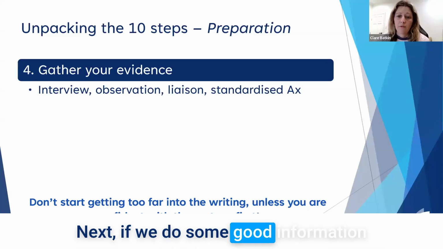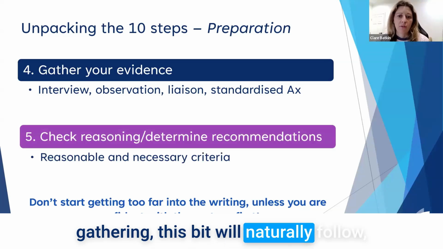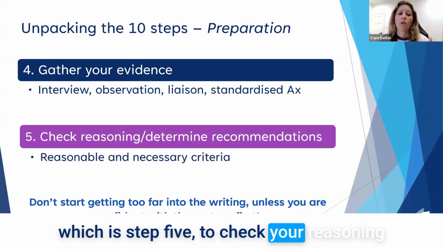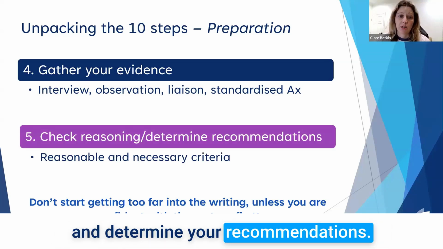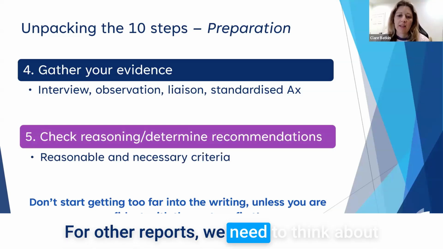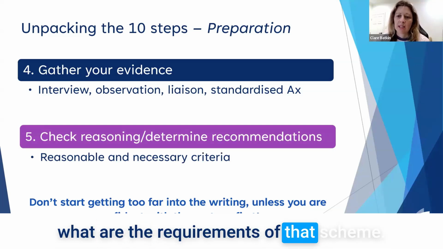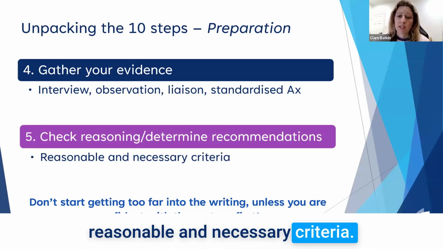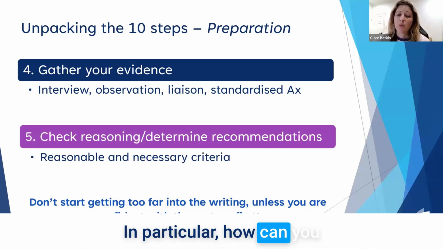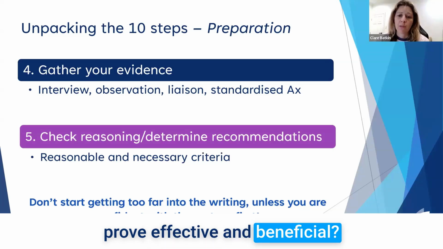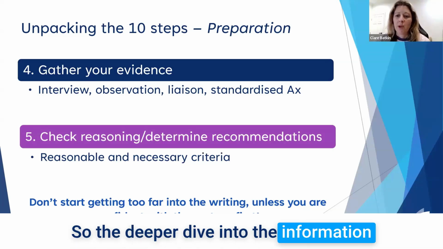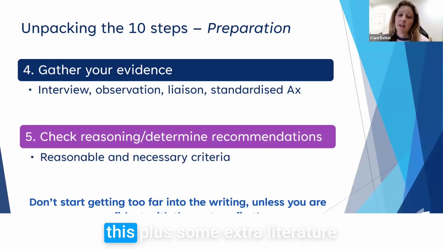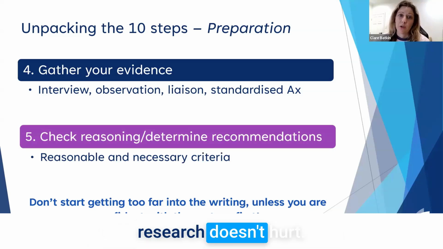Next, if we do some good information gathering, this bit will naturally follow, which is step 5, to check your reasoning and determine your recommendations. For other reports, we need to think about what are the requirements of that scheme. But for the NDIS, it's all about the reasonable and necessary criteria. In particular, how can you prove effective and beneficial? So the deeper dive into the information gathering will help you understand this, plus some extra literature research doesn't hurt.